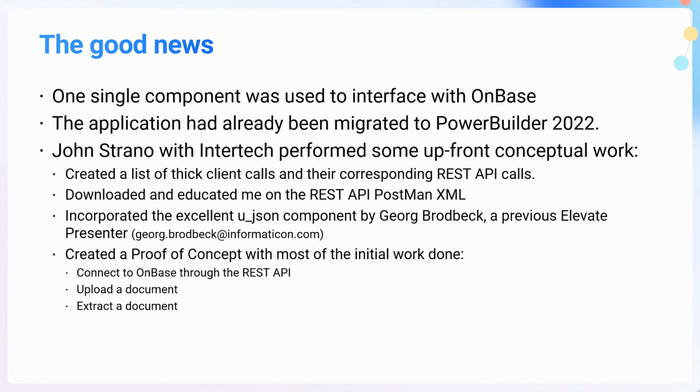My good friend and colleague, John Strano, performed some upfront conceptual work which made my job significantly easier. He created a pairing list to show the thick client calls and the corresponding REST API calls. He found, downloaded, and educated me on Postman XML with the OnBase REST API calls. In case you're not familiar with Postman, it's a fantastic tool that allows you to create, execute, and interrogate REST calls, among other things. He found and incorporated the excellent UJSON component by George Broadbeck, and he created a proof of concept with much of the initial work done.